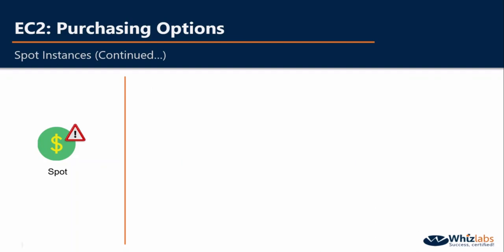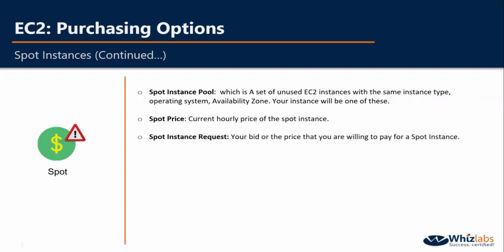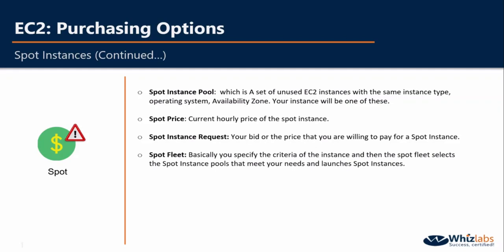Now, there are few concepts that you might come across in the exam. Spot instance pool, which is a set of unused EC2 instances with the same instance type, operating system, and in the same availability zone. Your instance will be one of these. Spot price is the current hourly price of the spot instance. Spot instance request is nothing but your bid or the price that you are willing to pay for a spot instance. In Spot Fleet, basically you specify the criteria of the instance, and then the Spot Fleet selects the spot instance pools that meet your needs and launches spot instances.